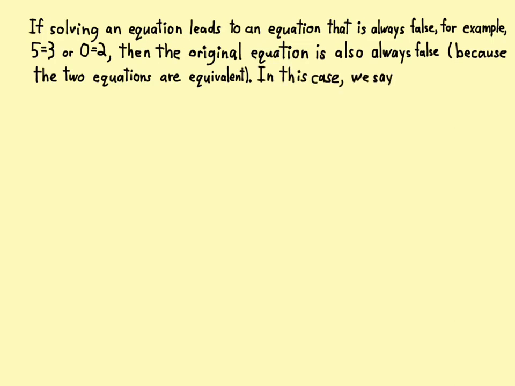In this case, we say that the original equation is a contradiction. So you have to know what that means, know that word, contradiction. That's when you follow all the rules for simplifying equivalent equations, and you get something like 5 equals 3 or 0 equals 2, something that's obviously false. That's called a contradiction.